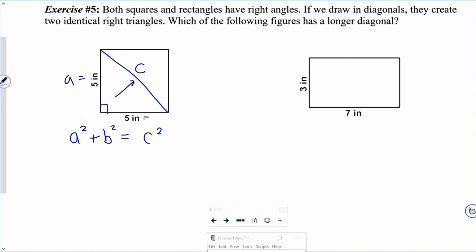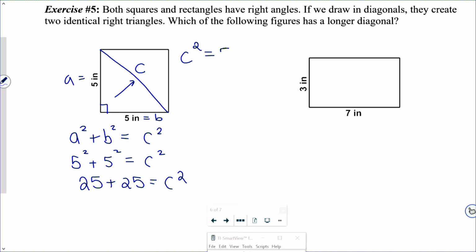It doesn't really matter which one I call which in this case. So I'll have 5 squared plus 5 squared is equal to c squared. 5 squared is 25, another 5 squared is 25, equal to c squared. And eventually I'll have c squared is equal to 50. I wish 50 was a nice perfect square. It feels like it should be, but it's not.